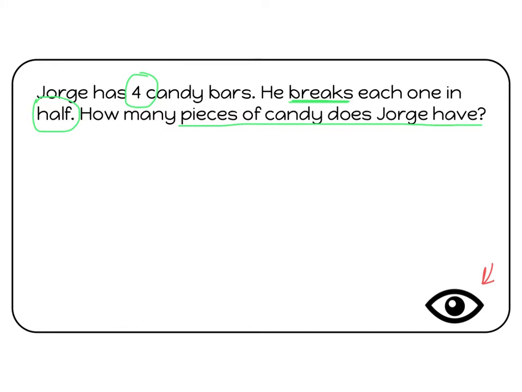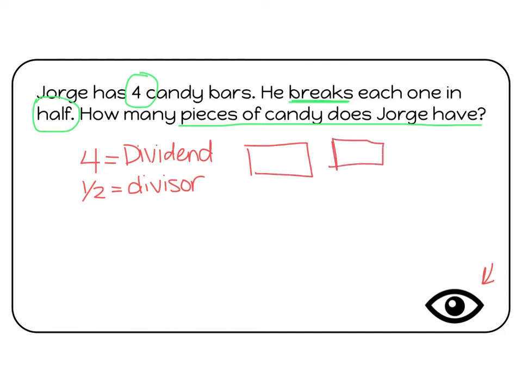So let's see if we can pull out our numbers. We have 4 candy bars. Okay, so that would be our dividend, because it's the thing that we have that we're going to split up. And then our divisor would be 1/2, because I'm going to divide each candy bar into half. So I'm going to draw a picture first.